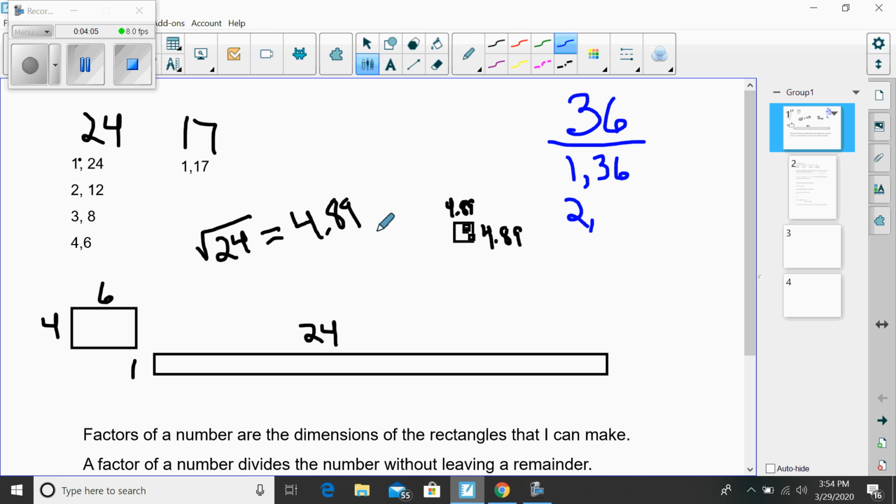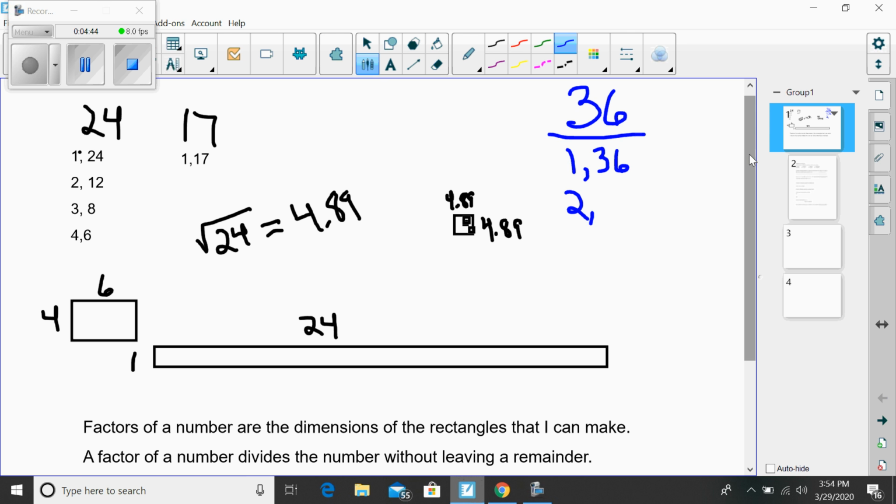Or another thing that you might notice is as soon as I pass the square root, I'm done. That's the point where the factors will start to repeat. If I make a perfect square, I have nowhere else to go besides back the other direction. So if I made the 4 and 6 a perfect square, then my next rectangle would have to be 6 and 4, dimensions 6 and 4. So therefore, I know I found all the factors. As soon as I get to the square root, I know that I'm done. All right, so you take a minute and list all the factors of 36.